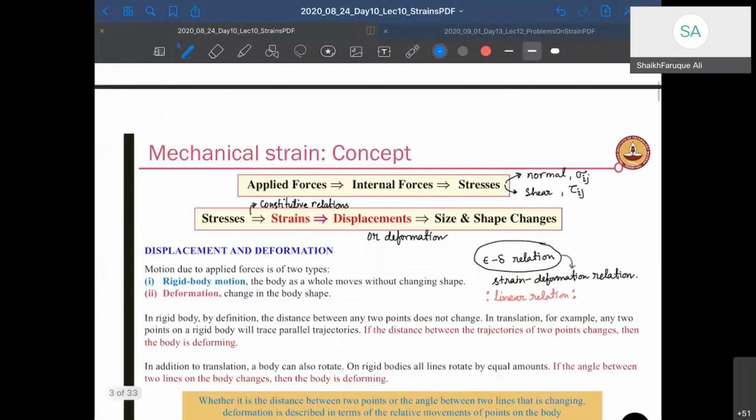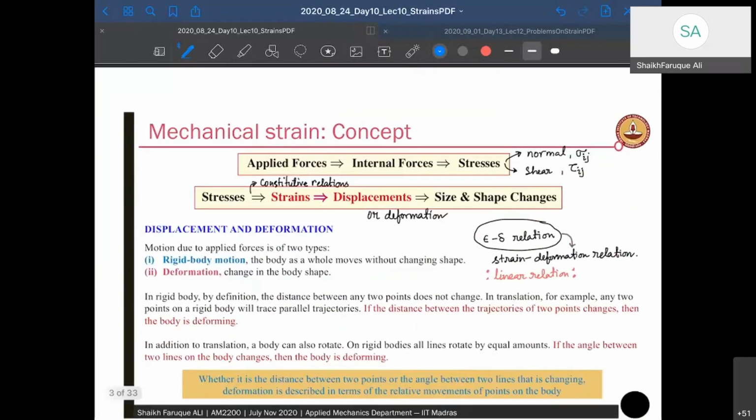Okay, so what do we mean by strain? As I was discussing, when we give an applied force to a structure, there are some internal forces that are developed, right? And those internal forces are used to calculate stresses, right? And we know there are two kinds of stress. One is normal stress, one is shear stress.